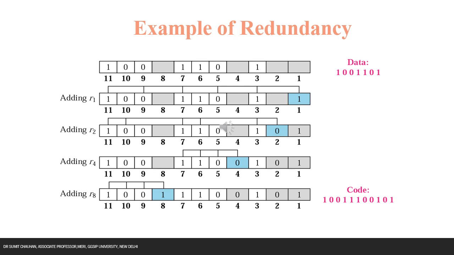Similarly, for R4 you have the positions 4, 5, 6, 7, so the number of 1s should be even. We already have 2 ones at 6 and 7, so R4 would be 0. And similarly, finally R8, that is 8, 9, 10, 11. These are the positions. We already have 1 at the 11 position. The number of ones is odd, so we add 1 at the 8th position.